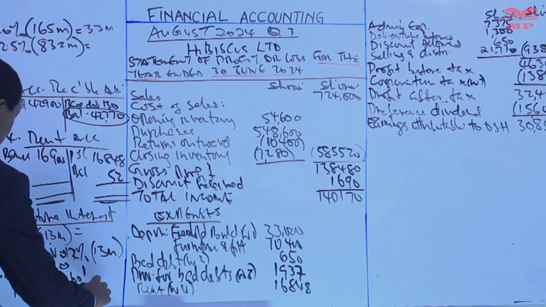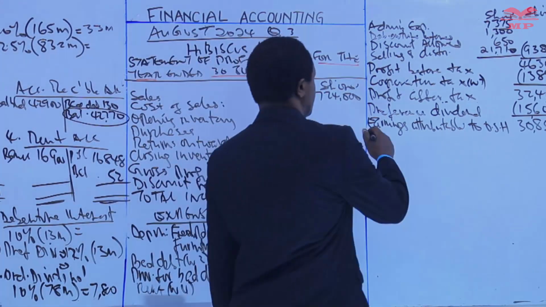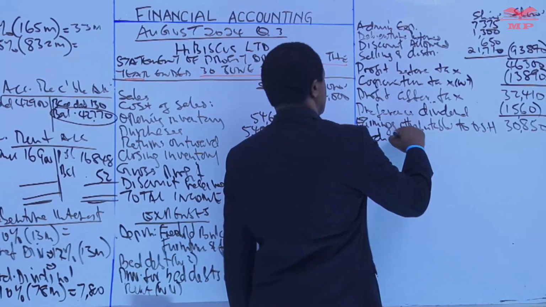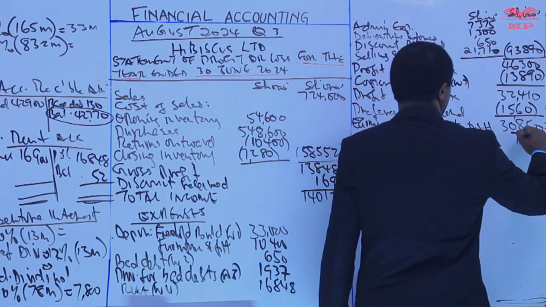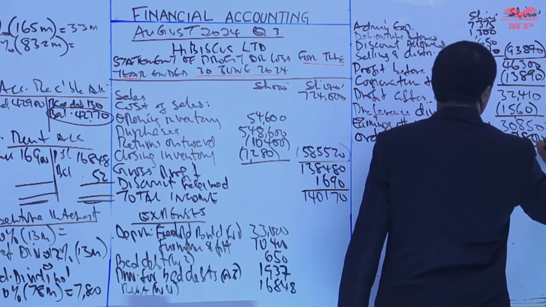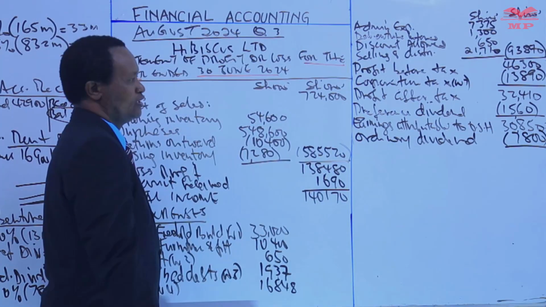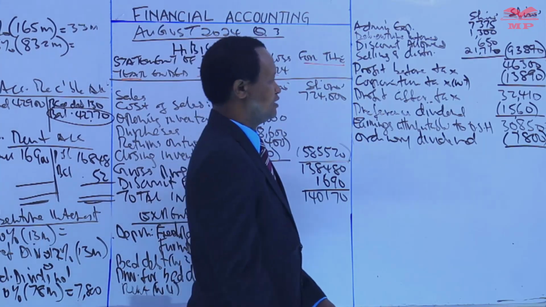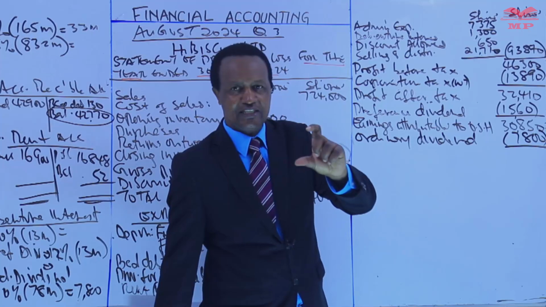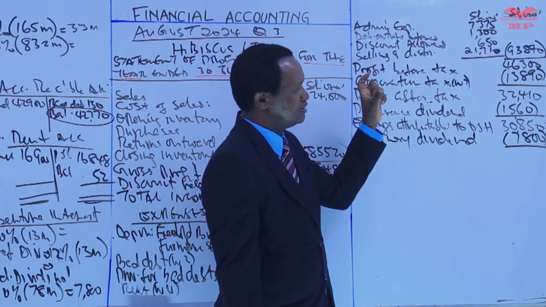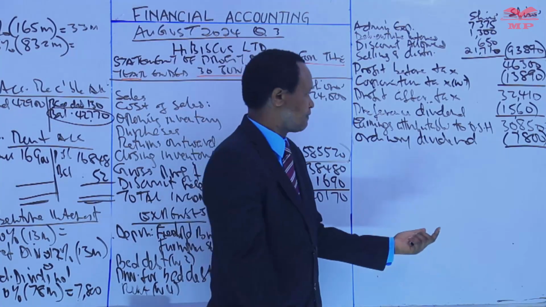7.8 million. Ordinary dividend is 7.8. We deduct. There are times when the directors may decide not to pay, so that all this money is retained in the business as retained earnings. So how much is it?